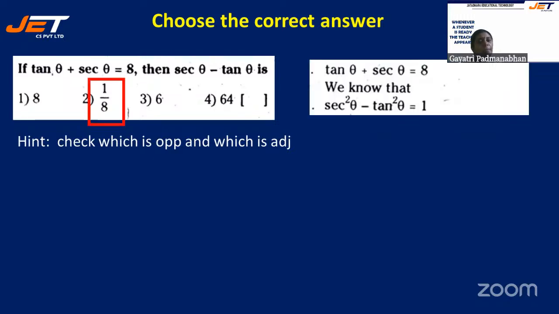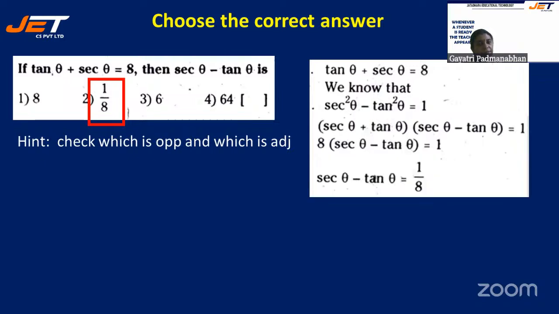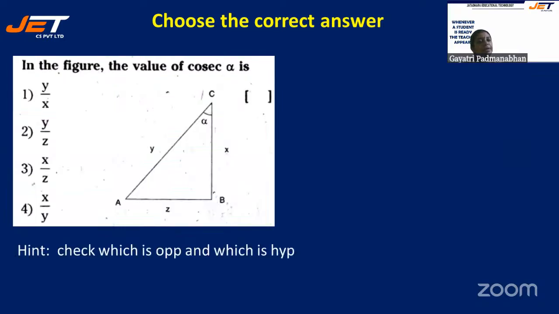Okay, now here tan theta plus secant theta is 8. We know that secant square theta minus tan square theta is 1. Right? So what is a square minus b square? A plus b into a minus b. Isn't it? So using this identity, it would be very simple for us to solve. So what is tan theta plus secant theta? It is nothing but 8, into secant theta minus tan theta is equal to 1. So secant theta minus tan theta is nothing but 1 by 8. That's why your answer is 1 by 8. Okay? Right. See the next one.